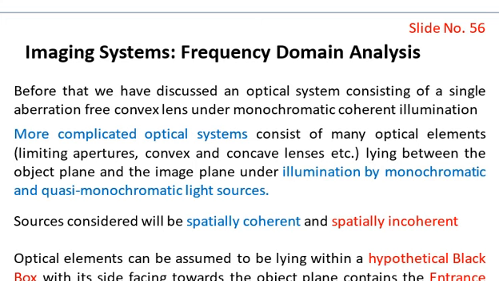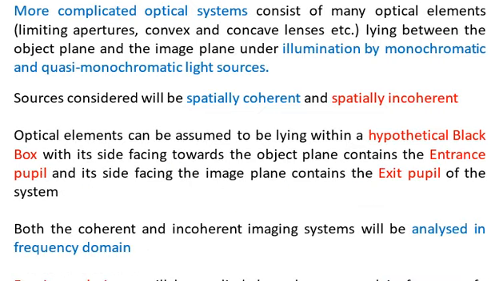So here we are going to discuss optical systems which are rather complex and contain many optical elements, and also limiting apertures are contained in such an optical system, and the illumination that we shall be using will be monochromatic or quasi-monochromatic light sources. Sources considered will be spatially coherent and spatially incoherent. We have explained the coherent and incoherent terms much earlier.